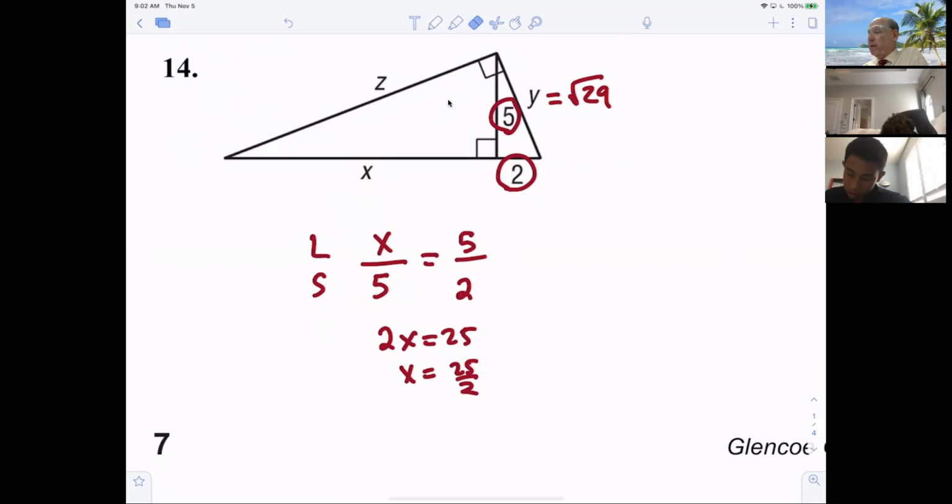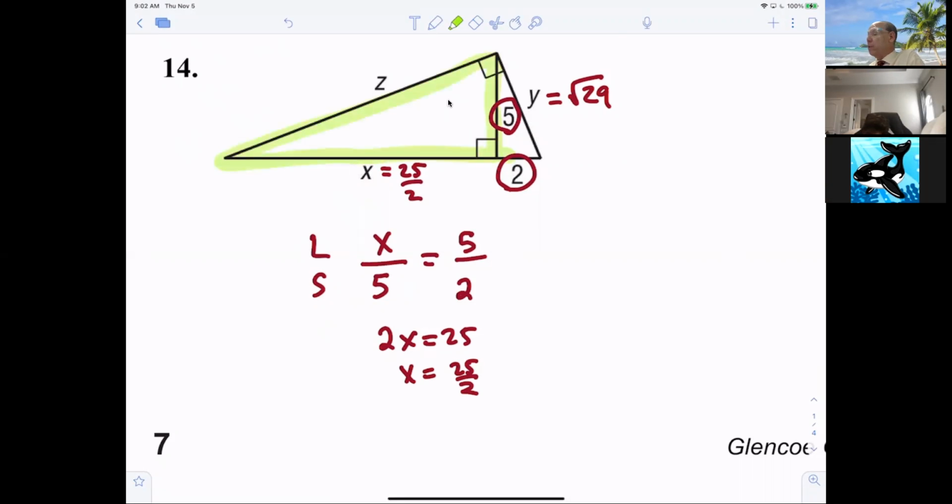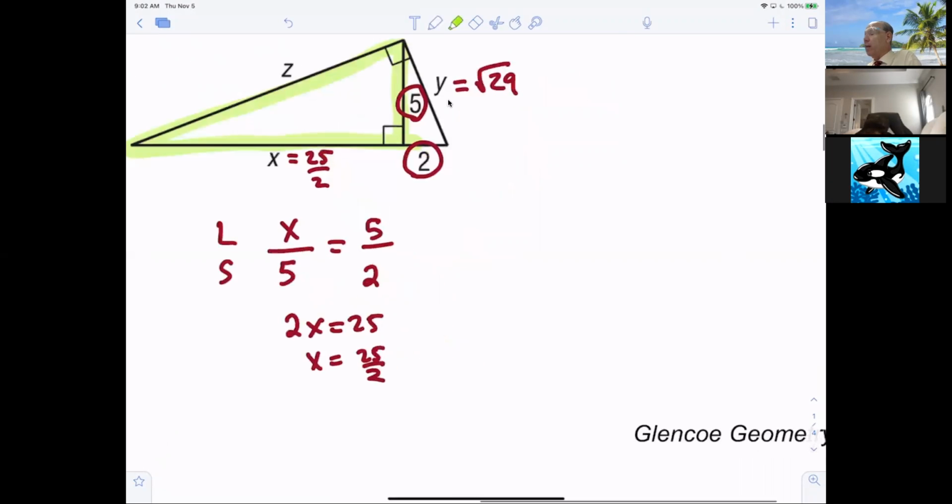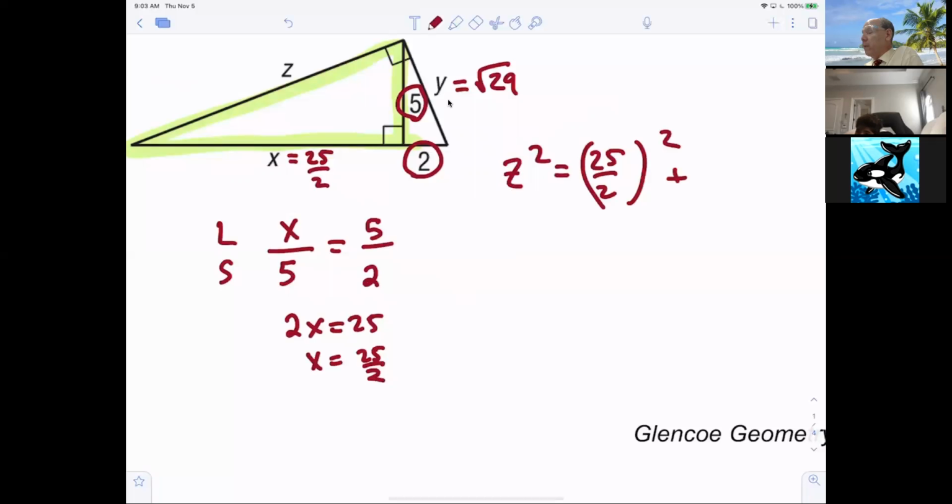So now let's erase that and put 25 over 2. And now I'm just looking at this triangle right here and doing a squared plus b squared equals c squared, right? Okay, pay attention now. Let's do a fraction. Z squared is equal to 25 over 2 squared plus 5 squared. Is everybody happy with that? Let's do the math here without a calculator.